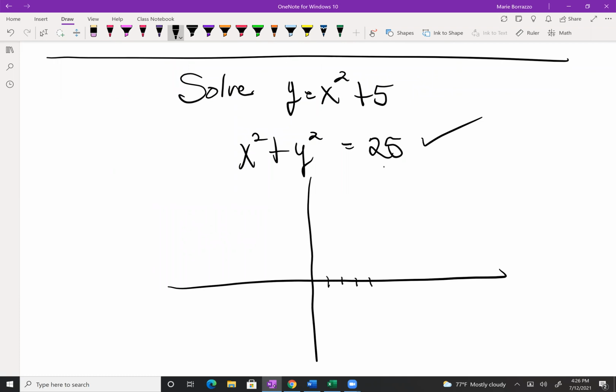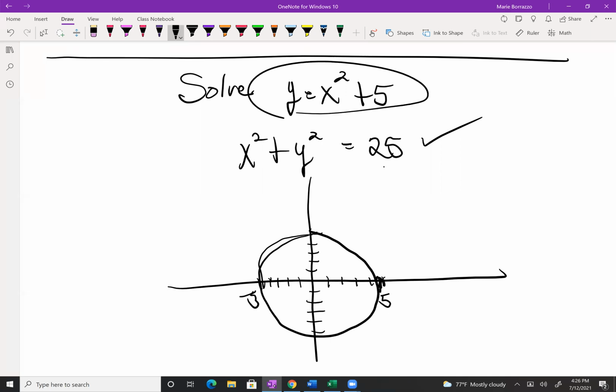1, 2, 3, 4, 5. So a very rough draft of your circle. Okay, so let's say this is your circle going through 5. Now notice that's a parabola with a vertical translation up 5 units. So it's going up 5 units. That is a shared point, which is 0, 5.